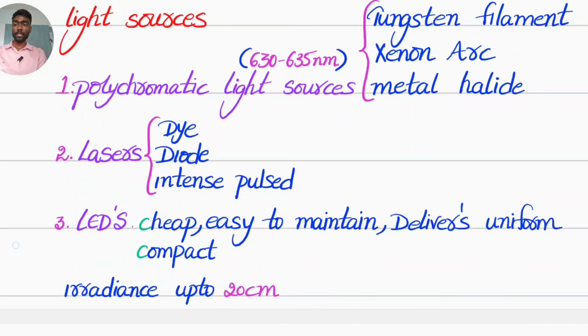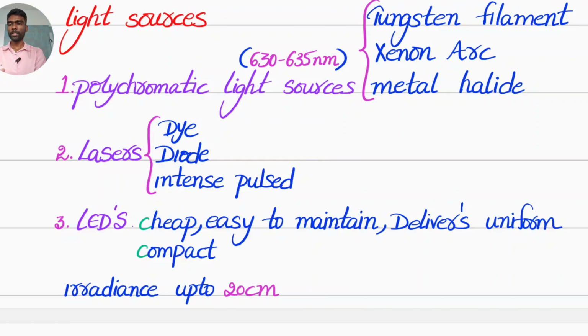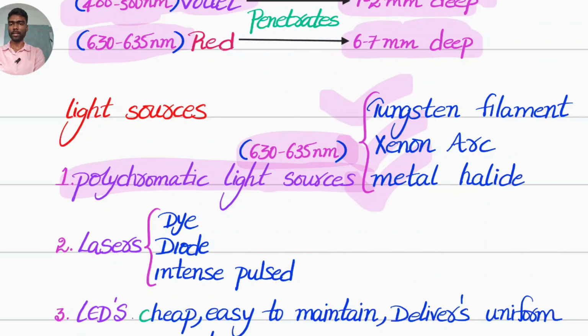What are the light sources to emit this visible light? Polychromatic light sources: tungsten filament, xenon arc, metal halide, emitting 630 to 635 nanometer. This is the wavelength of red color light. Here you can see red light has long wavelength, 630 to 635, and violet is short, 400 to 500. We all know wavelength is directly proportional to depth of penetration and inversely proportional to energy.